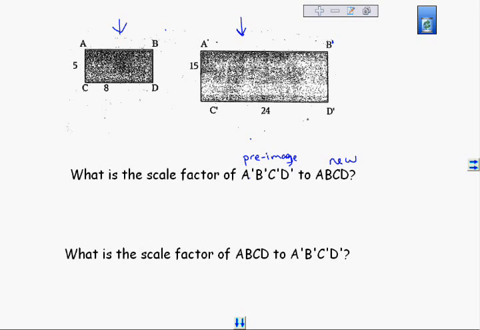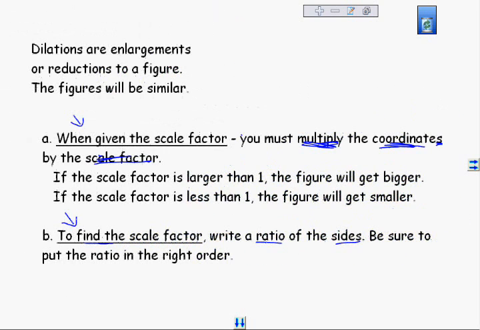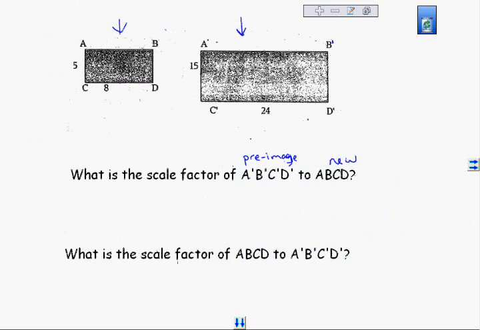So, when you do this, go back to your notes, and it says to find the scale factor, write a ratio of the sides. Be sure to put the ratio in the right order. Here's what I mean by the right order. New over old. That's what you need to remember. So this is your pre-image, this is your new image. We're going to write a ratio. So we're going to put new over old.